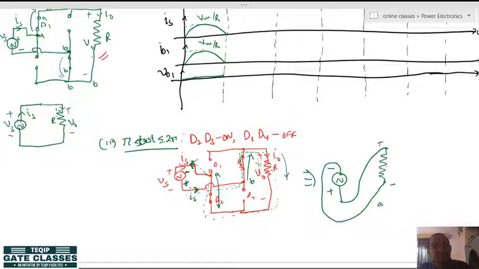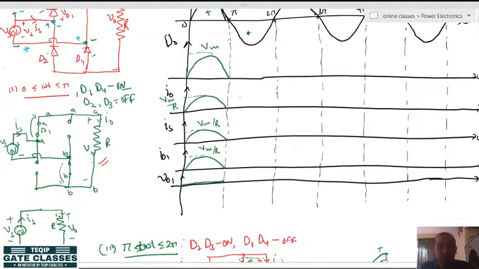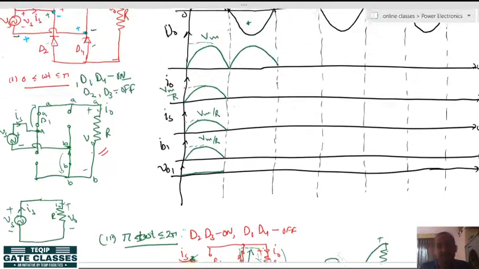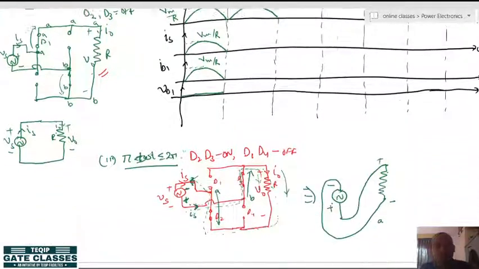So, again you can see that the load voltage is in parallel with the source voltage. When the load voltage is in parallel with the source voltage, again the output will follow the source, all right. So, again we will get the output like this sine wave, and since it is a resistive load, the load current will also be the same sine wave. Now, you have to draw the source current.